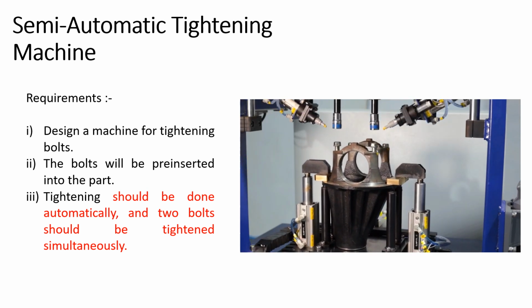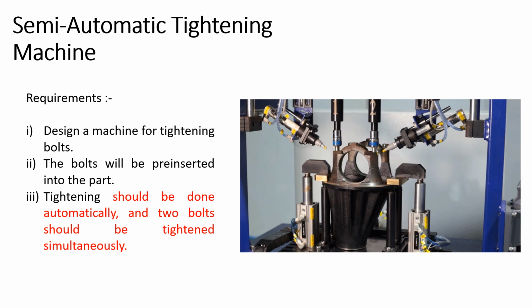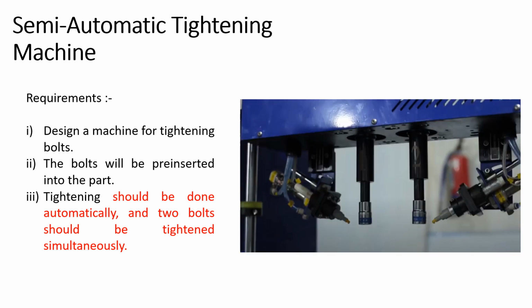We need to mount our nut runners on some Z drive, some axis should be there, some automation should be there, but still the bolts are pre-inserted. So that is why it is semi-automatic. The bolts are pre-installed into the system. We are just tightening the system, but our nut runner is mounted on the drive, and according to that we need to select the nut runner also. So this is the semi-automatic tightening machine, we can say.